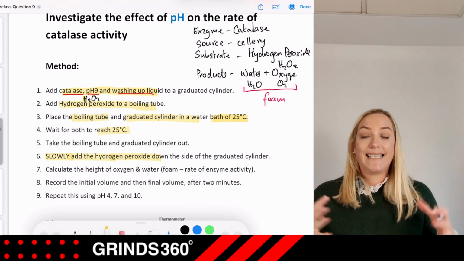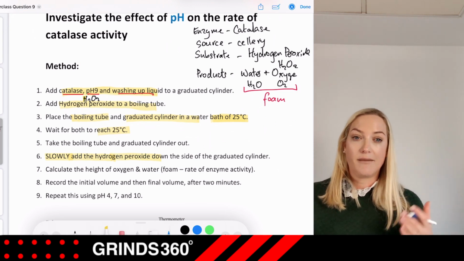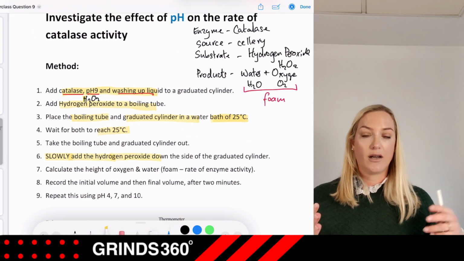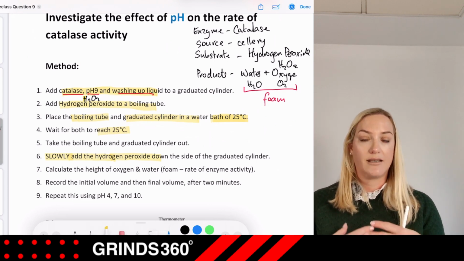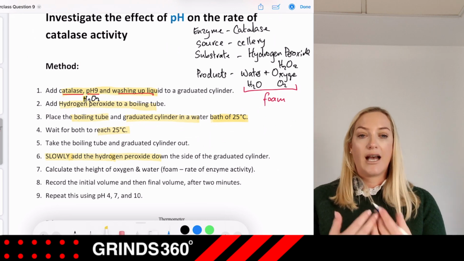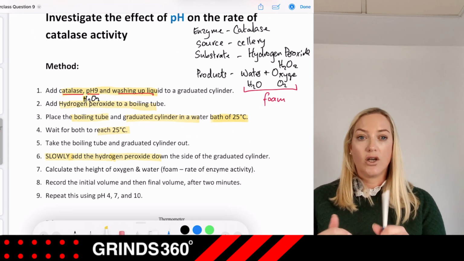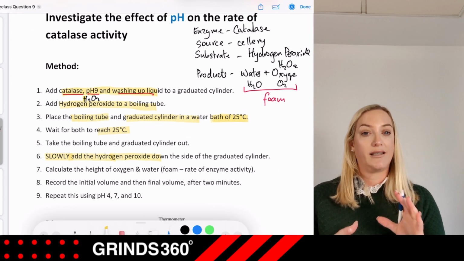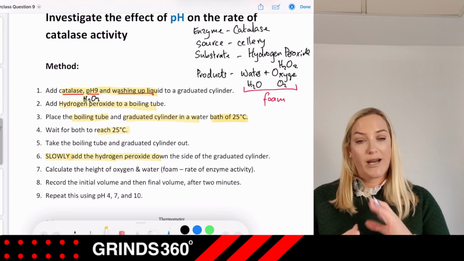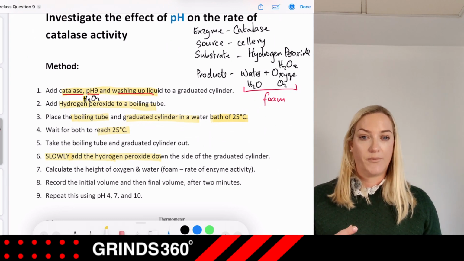So what technically is taking place is your enzyme catalase, with your substrate hydrogen peroxide, is going to join up and become the enzyme substrate complex. The active site of that enzyme catalase is slightly changing shape to accommodate the substrate, to break that substrate down and form a product.